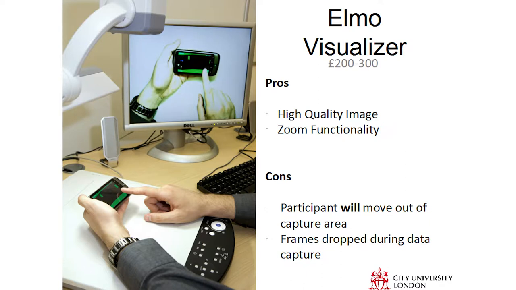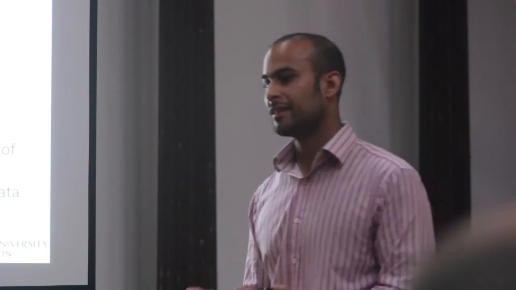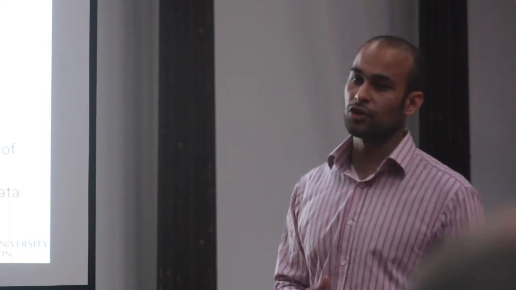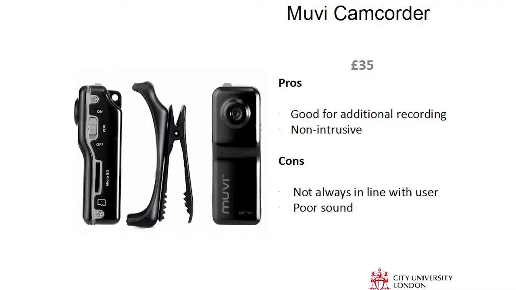Sometimes you do get frames that are dropped because even the most powerful screen recording software will drop frames, because this is capturing at, I think the frame rate for the Elmo is about 20 frames per second, and the maximum that you get is about 15. So when you're playing that back, it might be a bit jittery. So things like that also need to be considered if you're going to be looking to present back to a client, for example.